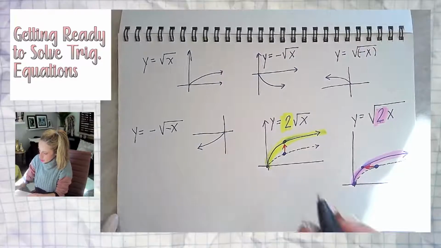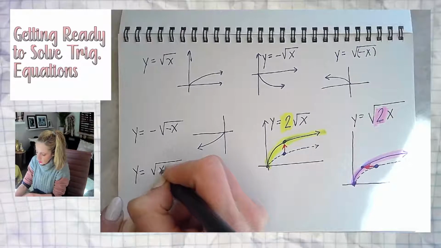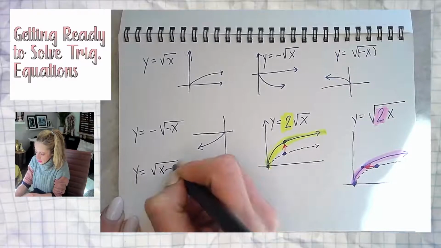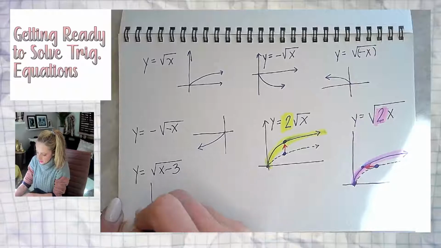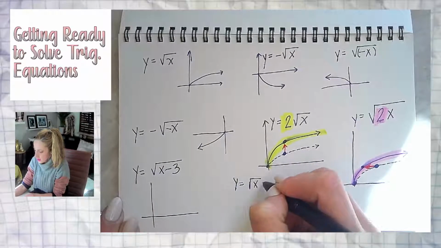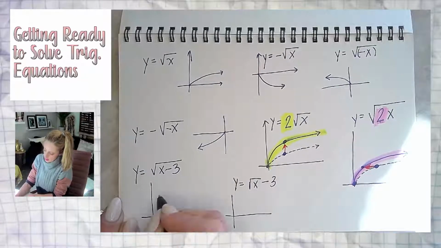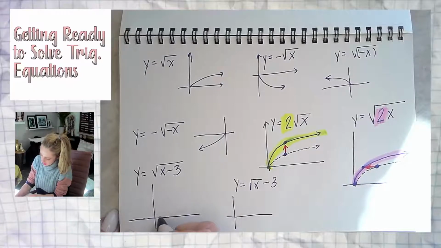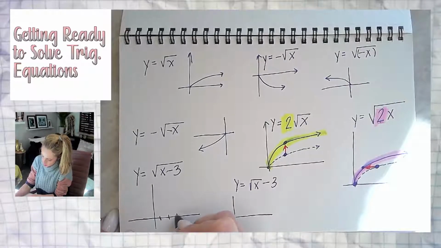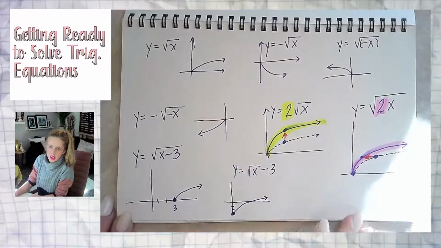And then just 2 more. I'm not going to go full blown, but just for compare and contrast purposes, y equals square root of x minus 3 versus y equals square root of x minus 3. This would be here. This would be there. So a little squished.